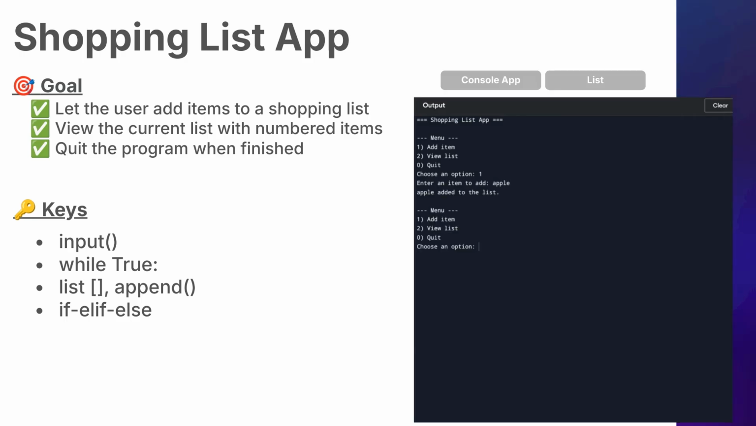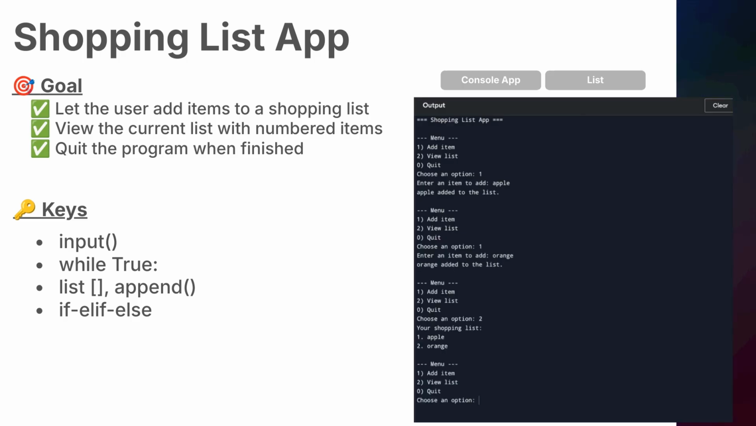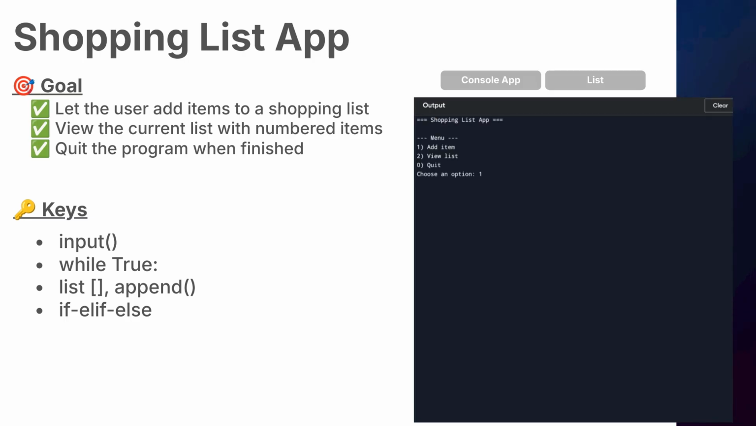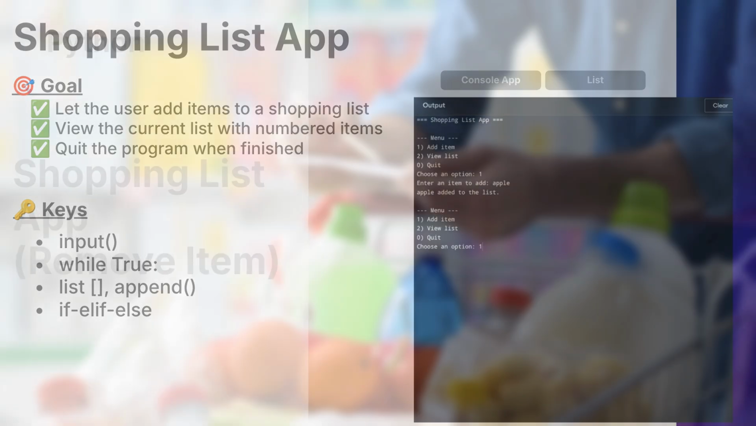checking if the list is empty using len, looping through the list with a for loop and range to show numbered items, and using break to exit a loop when the user chooses to quit. Great work! You've seen how a simple structure can turn into a working app. Try experimenting by adding new features on your own, and I'll see you in the next lesson.